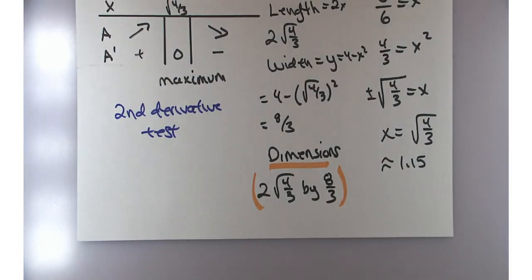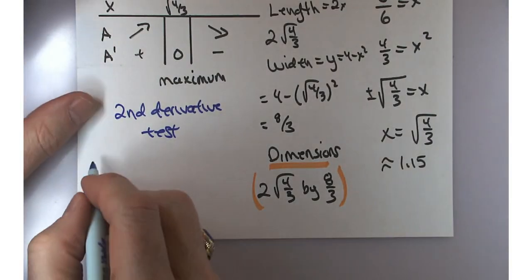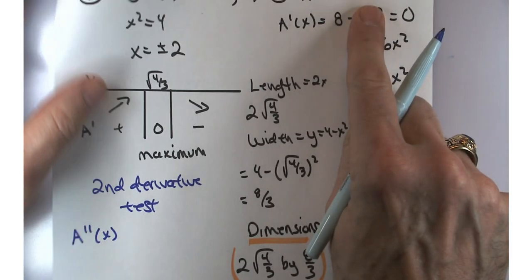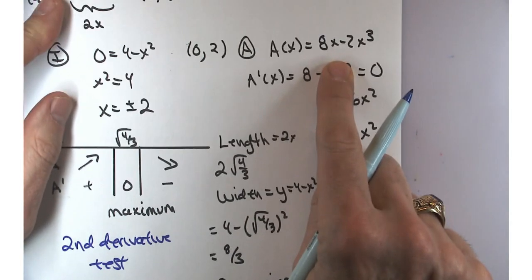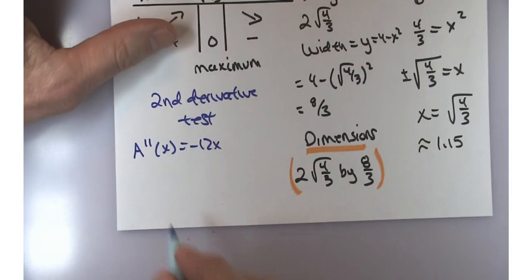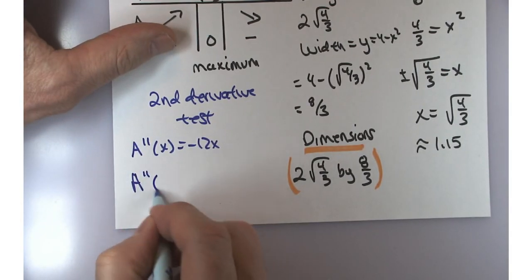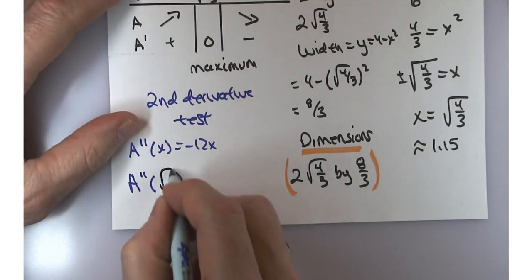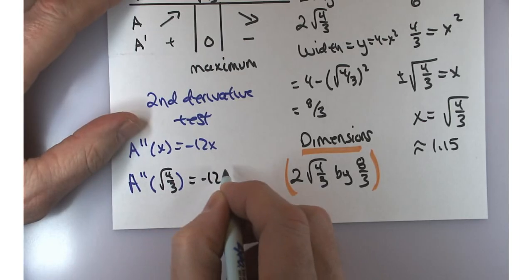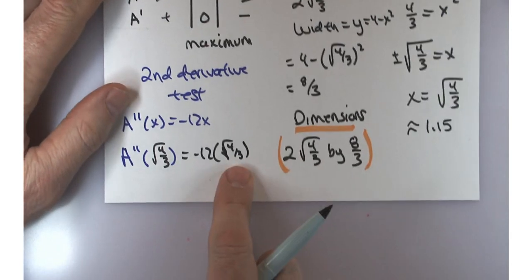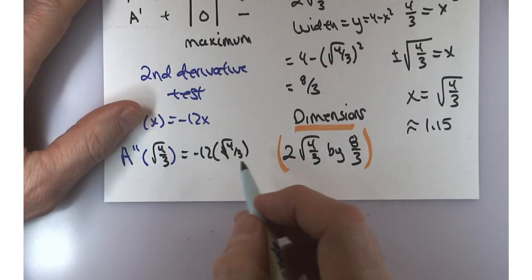Concave up and concave down. So what I'm going to need is a double prime of x. So what's the second derivative of this function? Minus 12x. And if I plug in my point here, square root of 4 over 3, let's see, double prime of square root of 4 over 3 equals minus 12 times square root of 4 over 3. I don't necessarily need to calculate what this is. I do know that it's less than 0.